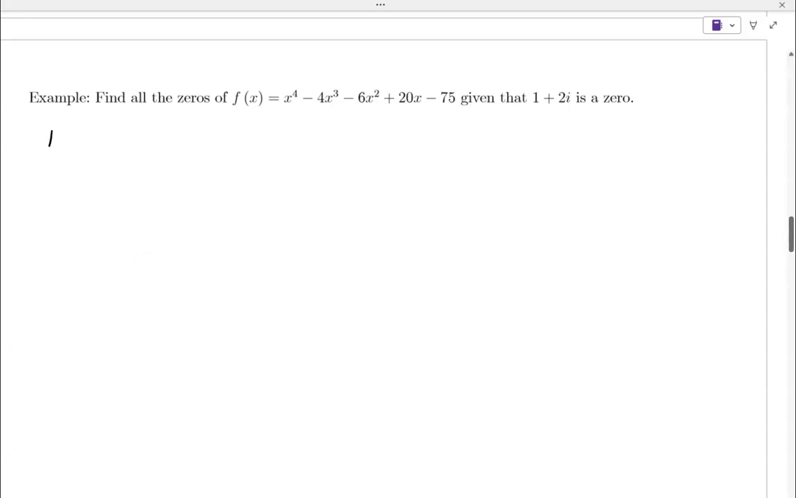So again, we'll put 1 plus 2i up in the corner. Leave yourself some space as you go across because you're going to have the complex numbers to write in. So the coefficients we have are 1, negative 4, negative 6, 20, and negative 75.